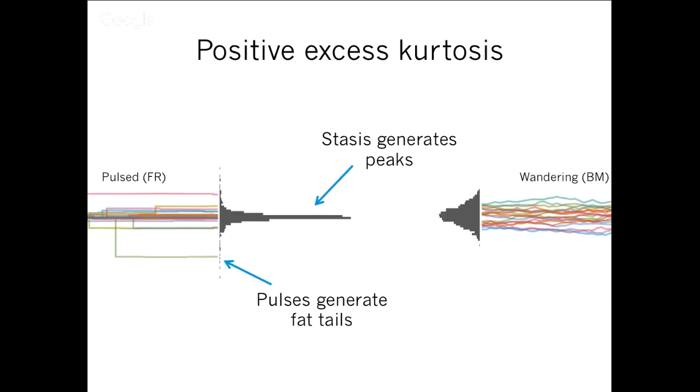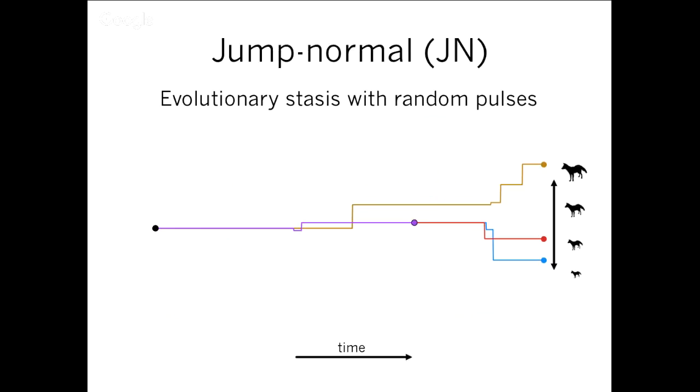And this relationship of peaks and fat tails is often called positive excess kurtosis or leptokurtosis. And sometimes I'm just going to call it kurtosis for short. But what this means is that in a relatively short amount of time, you can produce a large amount of change. And this is the essence of what a pulse is.